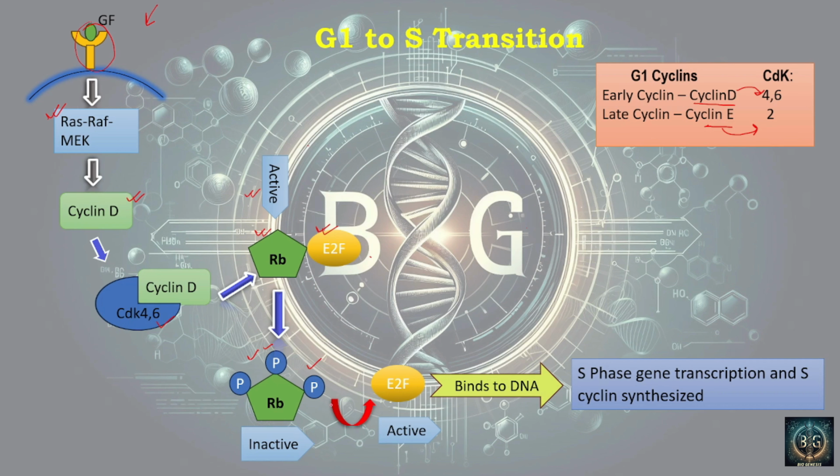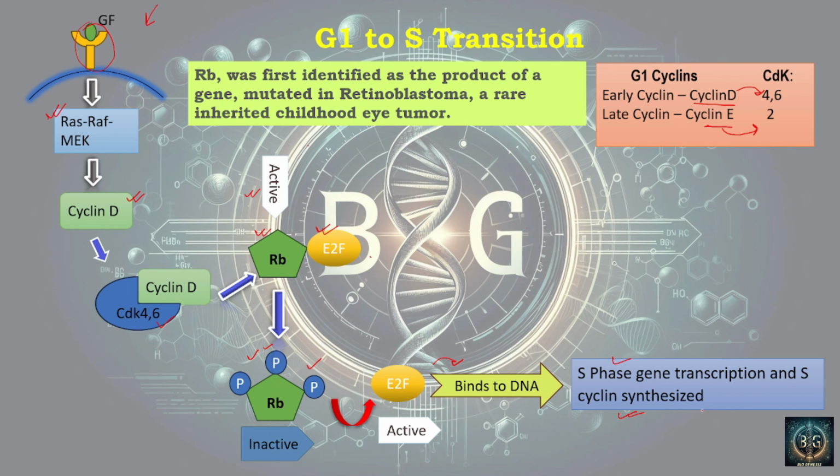inactive. By this process, E2F is easily released from retinoblastoma and becomes activated. Then it binds to DNA, S phase gene transcription occurs, and S phase cyclins are synthesized. That is how the G1 to S transition occurs.